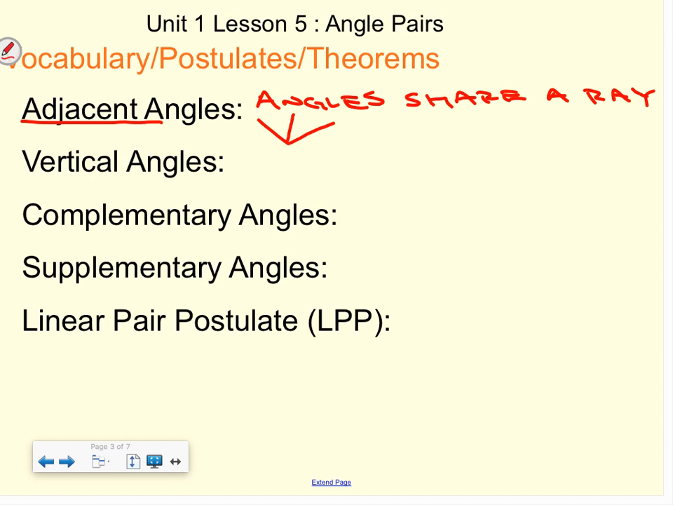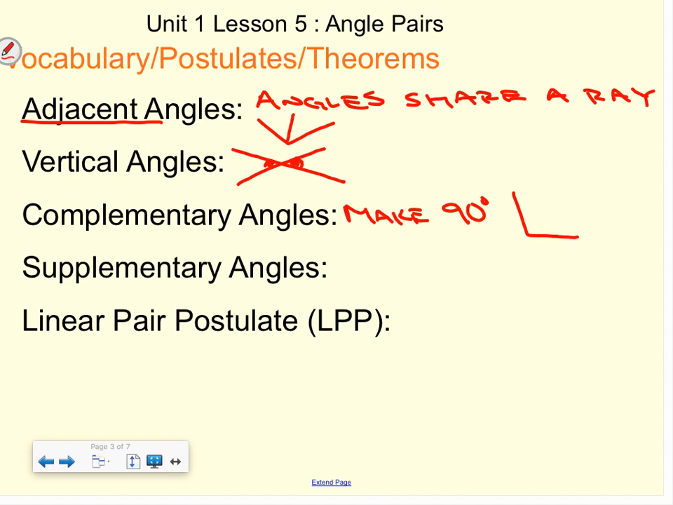Another type of angle pair that you'll see today is vertical angles. If we want to draw a picture of vertical angles, we'd say, all right, well, this right there and that right there. These are considered vertical angles. You have two lines that intersect, and when you do that, the opposite angles there are going to be vertical angles.